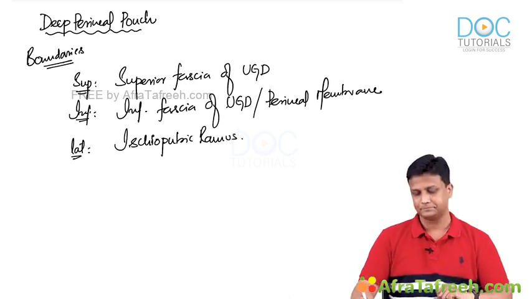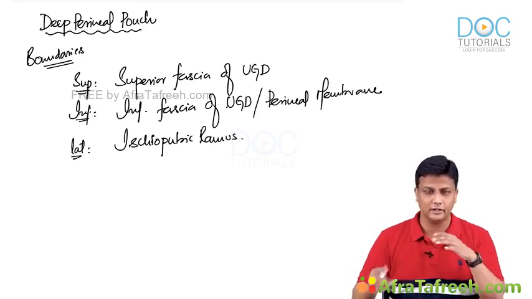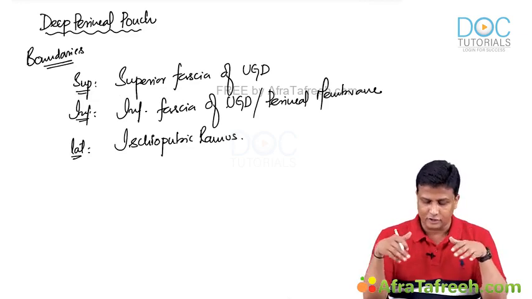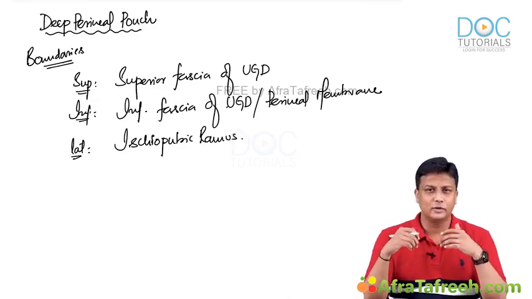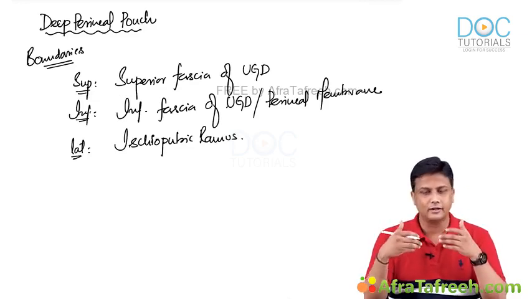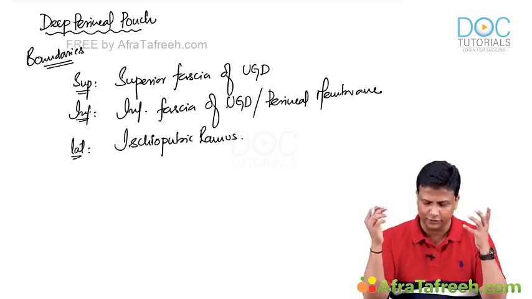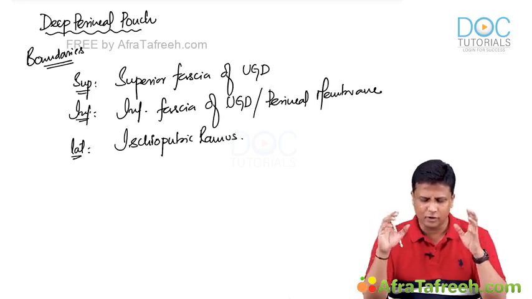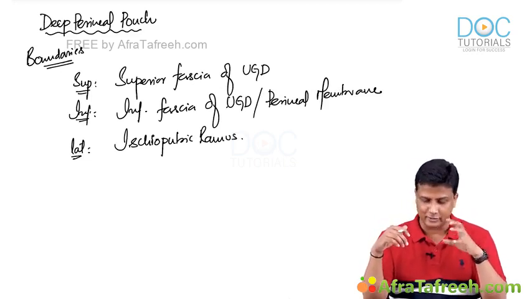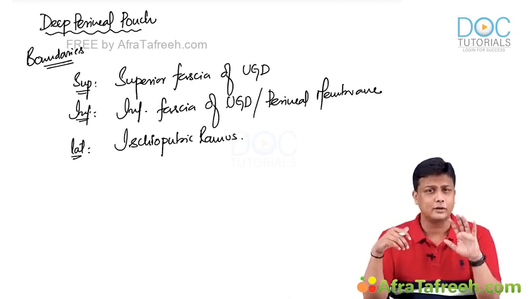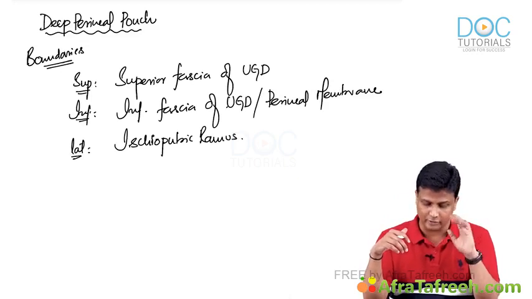Ischiopubic ramus. So superior, inferior, and laterally we're actually having the ischiopubic ramus. And you don't have to worry about the anterior and posterior, guys. Why? Because anteriorly and posteriorly those fascia are just merging. They're fusing, so there'll be fusion of the fascia. So not that much important. Don't waste your time in unnecessary things here. These are the important ones that you have to at least remember.